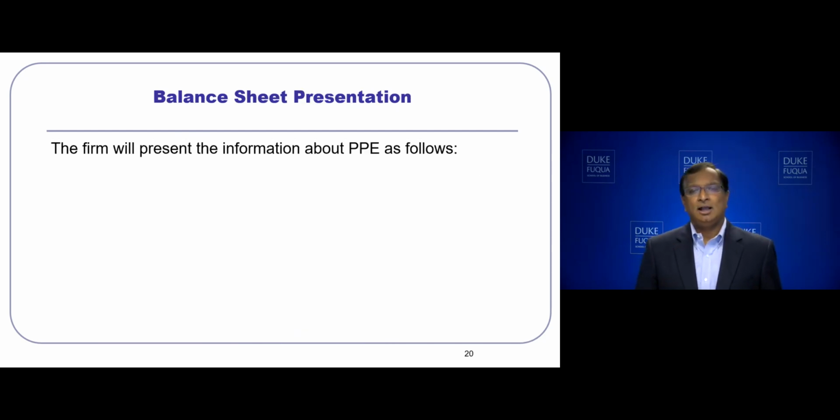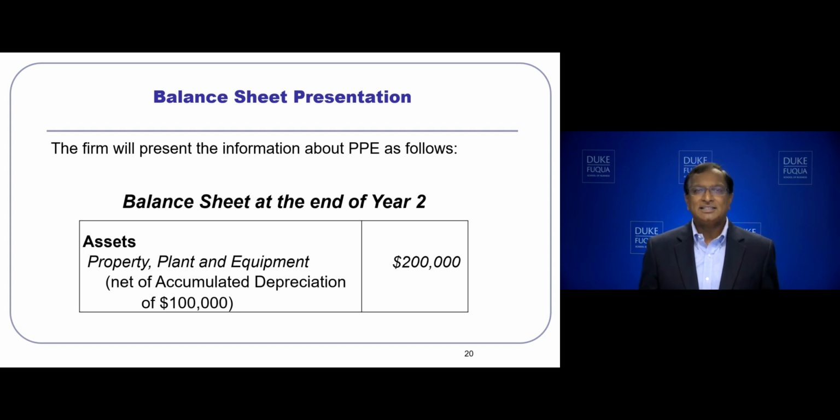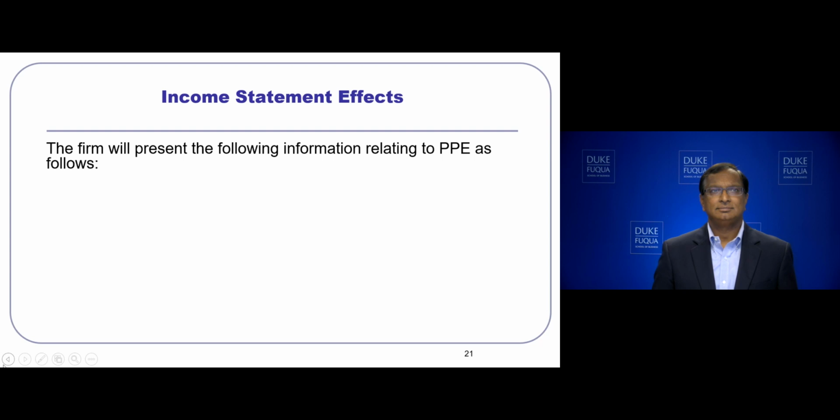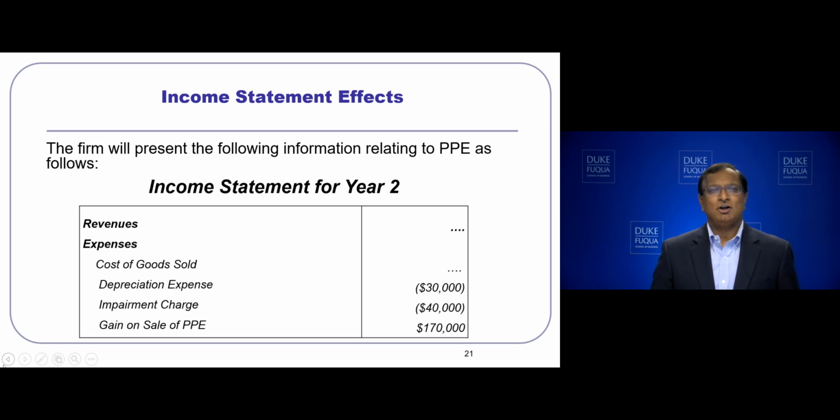So now let's see how the balance sheet looks with respect to PPE. On the asset side of the balance sheet, the property, plant, and equipment, which is building B in this case, will be $200,000, which is net of accumulated depreciation of 100,000. Now notice that the $200,000 is actually the fair value because it has been written down to the fair value because of the impairment. On the income statement, the firm will present the following information. Apart from the revenues and cost of goods sold, we'll have depreciation expense and the impairment charge of $30,000 and $40,000 that will reduce net income. And don't forget, there's a gain on sale of PPE, which will increase net income by $170,000. That concludes the transactions for this company for year 2.